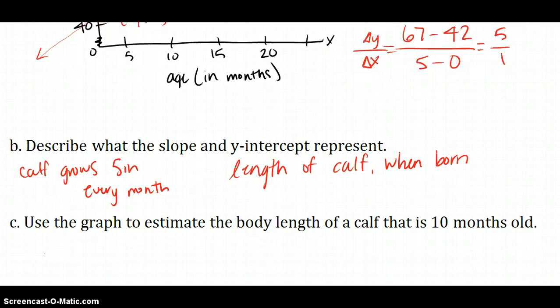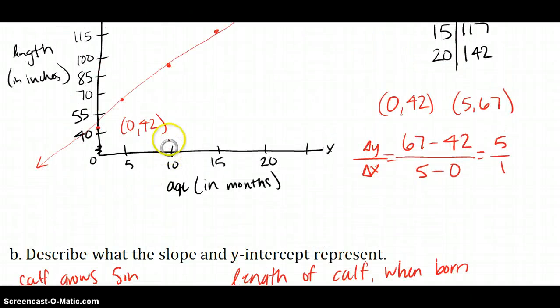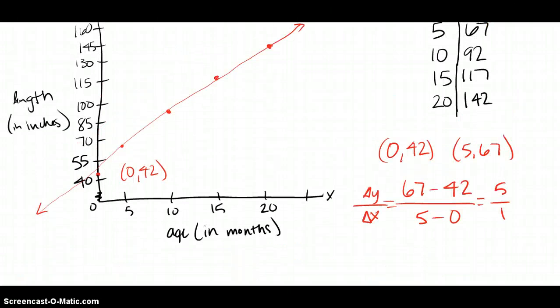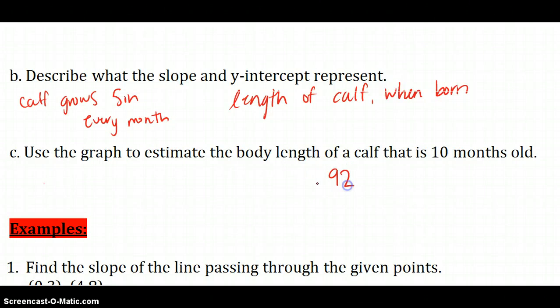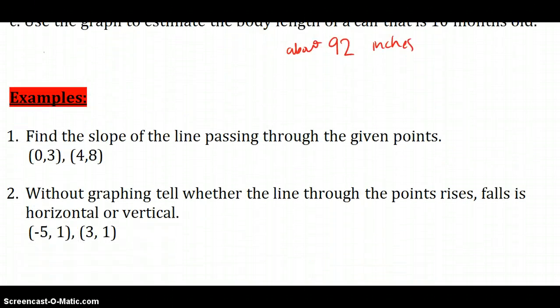Then the last question, use the graph to estimate the body length of the calf at 10 months. Just look at our graph, and it looks like he's about 92 because we plugged in that point. So you would say about 92 inches in length.